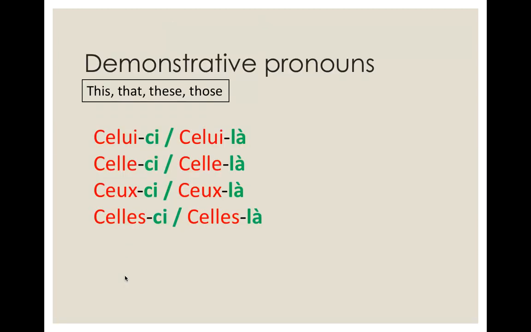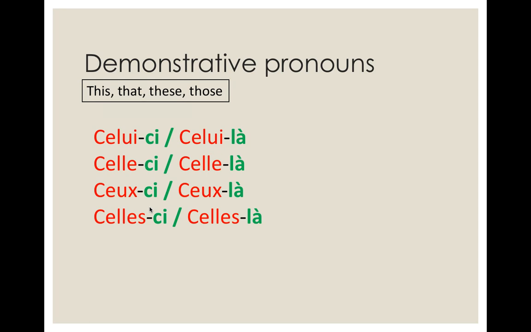Just as with our demonstrative adjectives, we could add some more information and say this one here, that one there. We can do that with demonstrative pronouns as well. So we can say celui-ci and celui-là, this one here, that one there. Celle-ci, celle-là, this one here, that one there. Ceux-ci, ceux-là, and celles-ci, celles-là, these ones, those ones.